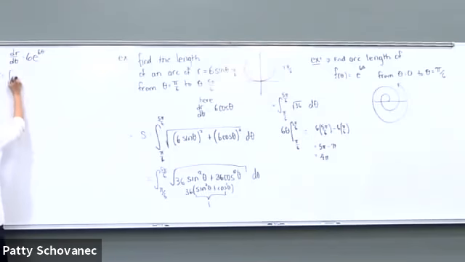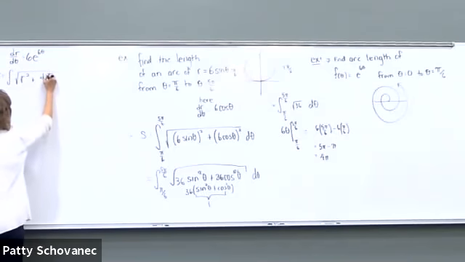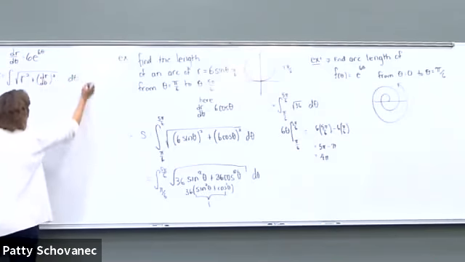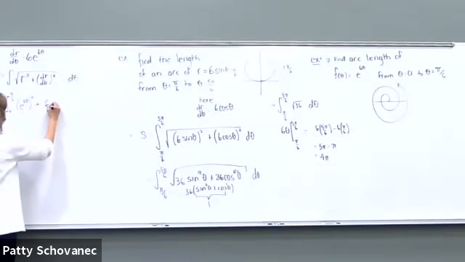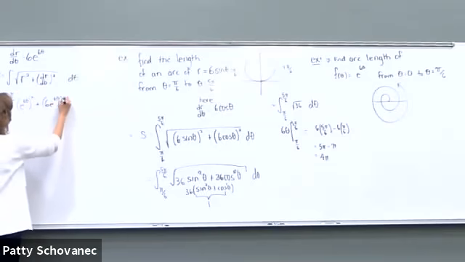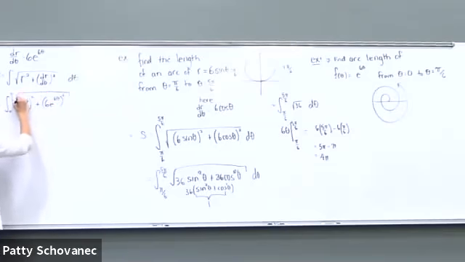S is equal to the integral of the square root of r squared plus the derivative of r squared. So in this case, we're integrating from 0 to, sorry, pi over 6. R squared is going to be e to the 6 theta squared. dr d theta is going to be 6 e to the 6 theta squared. And that's under the radical sign.